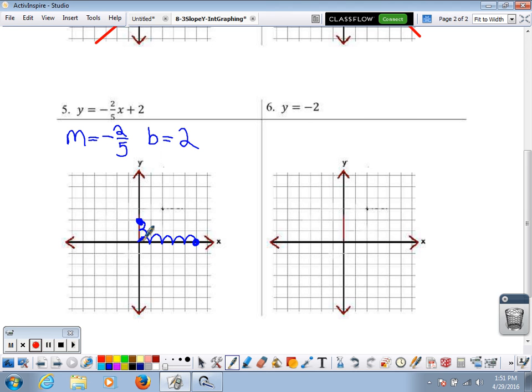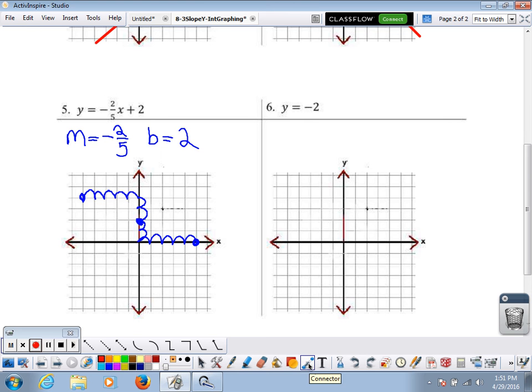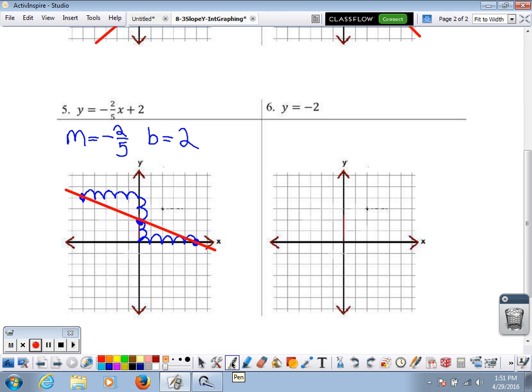Okay? Now to go backwards. Now we know we're going backwards. Now we're going right to left. Okay? We're going to do the total opposite. So up 2 and to the left 5. Okay? All right. Now draw the straightest line we can through those points all the way across the graph. Okay? And Courtney, can you come on up and put your work for number 6, please?